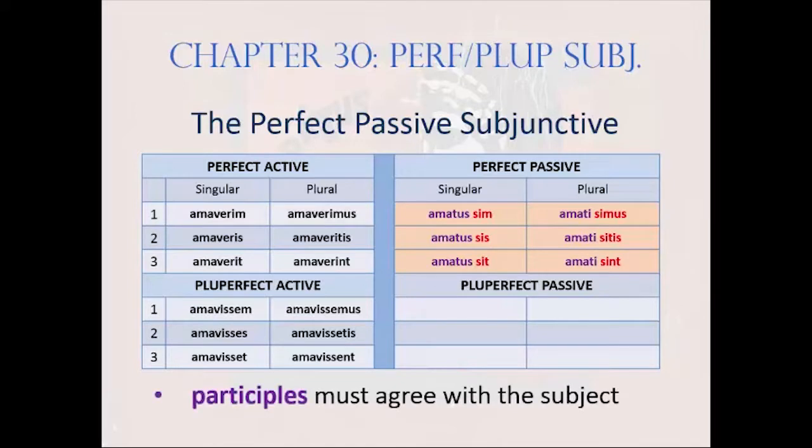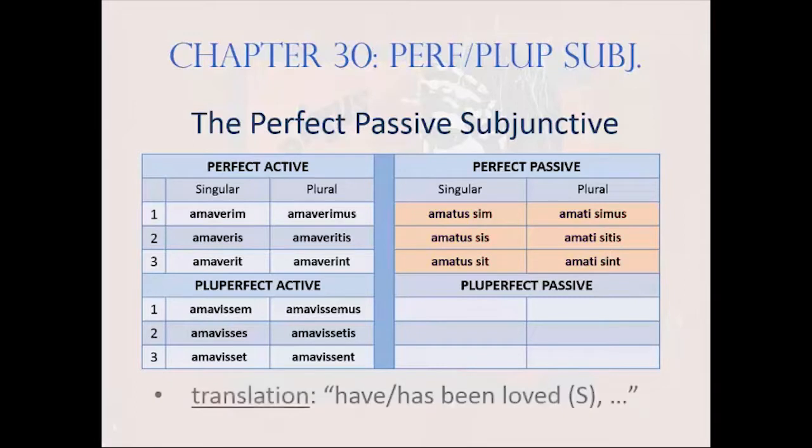Remember that the participle needs to agree with the subject, so the plural will be amati, simus, sitis, sint, or amatae if the subject is feminine, amata if it's neuter. You know all this. The translation is, have or has been loved subjunctively. Okay, you tell me what the pluperfect passive subjunctive will be.